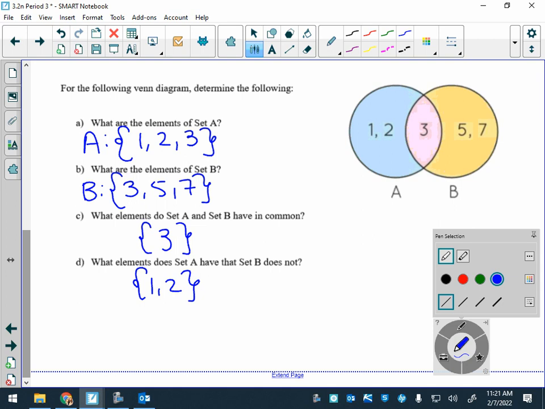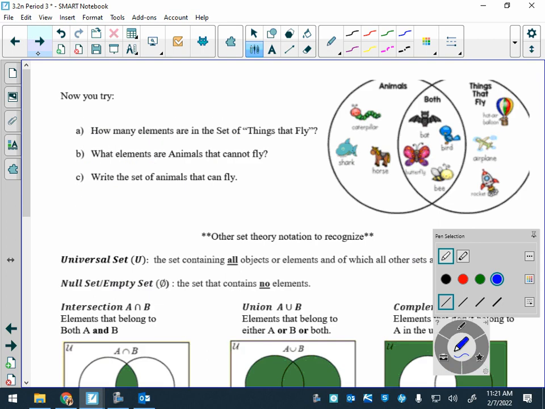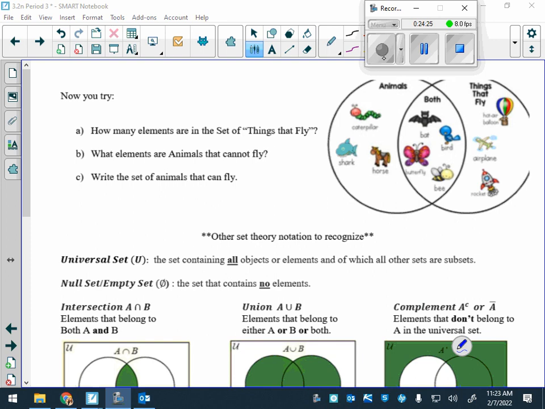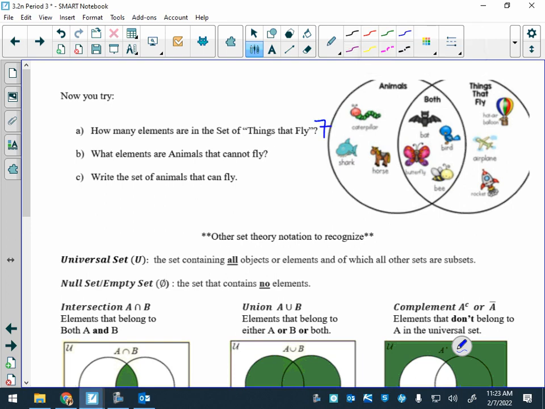So the next problem that you'll see, you guys are going to try, where you have animals and things that fly are the two events. Okay? So you're going to answer these 3 questions. Go ahead. How many elements are in the set of things that fly? Brian? 7. Good. This whole circle.